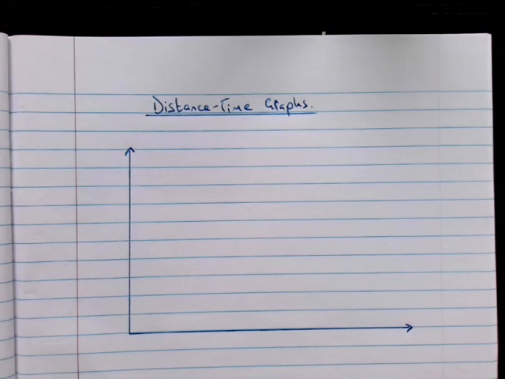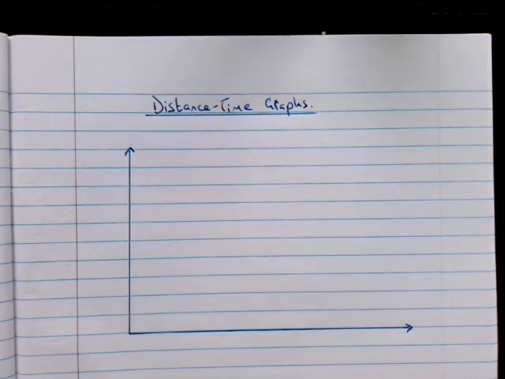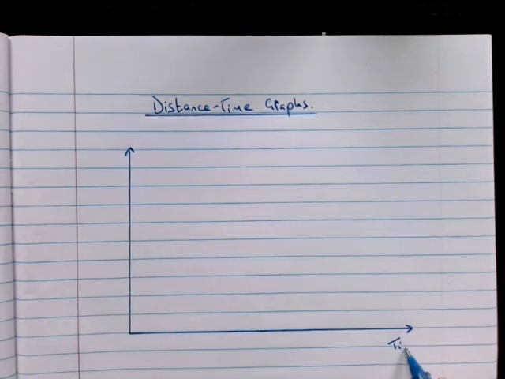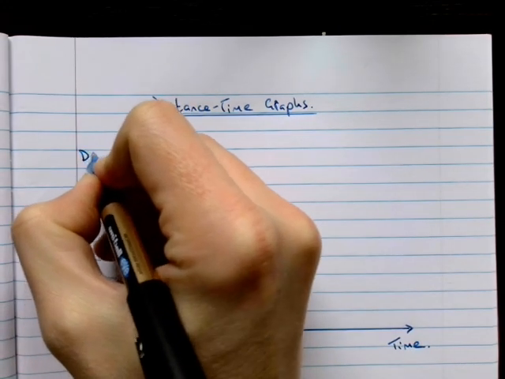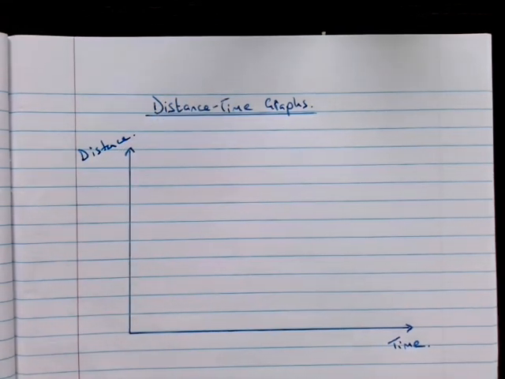This week we're going to be thinking about a special type of graph, which is called a distance time graph. This graph shows how your movement varies over time, and you'll see how it works through an example. So we have to have an axis, and this will be our time along the x-axis and our distance along the y-axis.